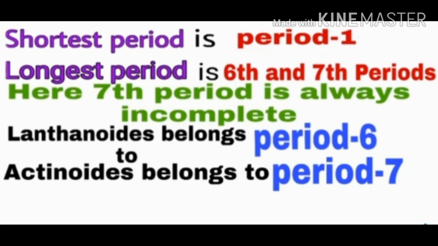F block elements contain 2 series, 4F series and 5F series. 4F series are called lanthanoids, 5F series are called actinoids. Lanthanoids belong to the 6th period. Actinoids belong to the 7th period. All lanthanoids come under period 6 and all actinoids come under period 7.